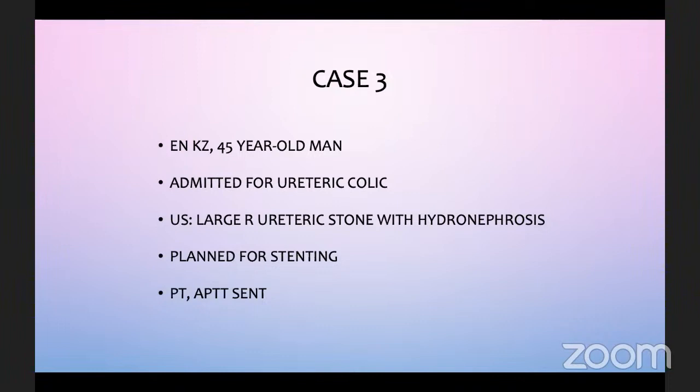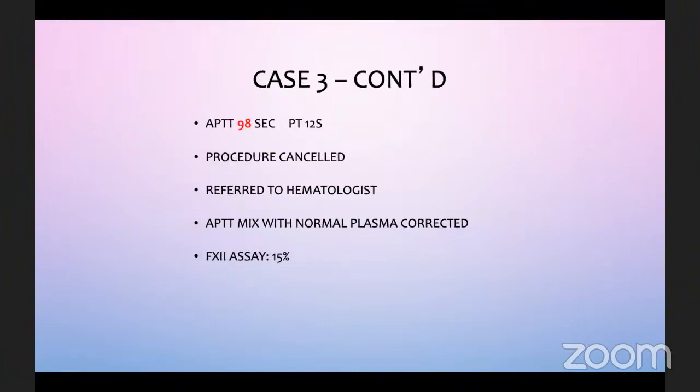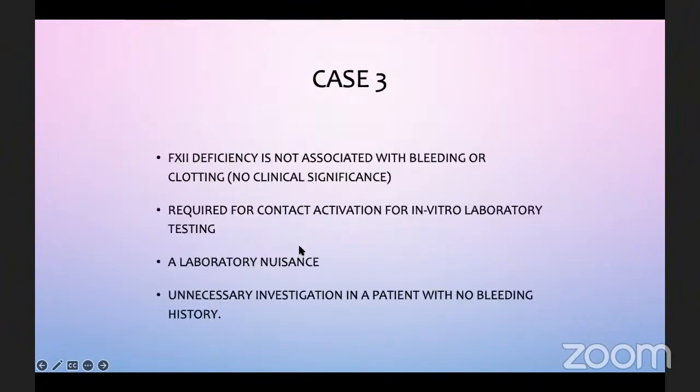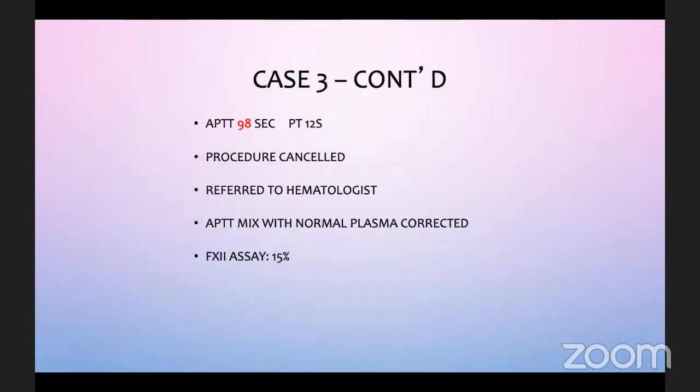PT and APTT were sent, but he did not have any bleeding history. The APTT was 98 seconds and the PT was 12 seconds. The procedure was cancelled because the APTT was very, very prolonged. He was then referred to a hematologist, and the mixing test was corrected. Because he did not give a bleeding history, we proceeded with a factor 12 assay, and it was 15%. So these are some disturbances in the coagulation profile.